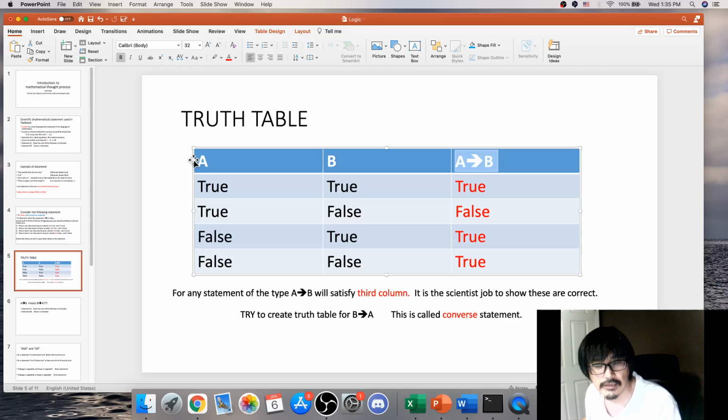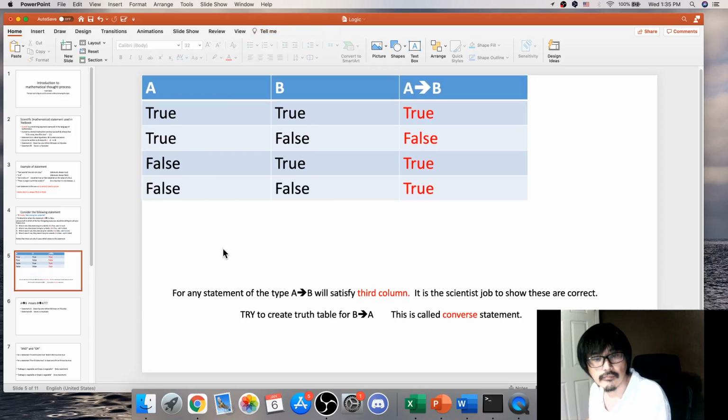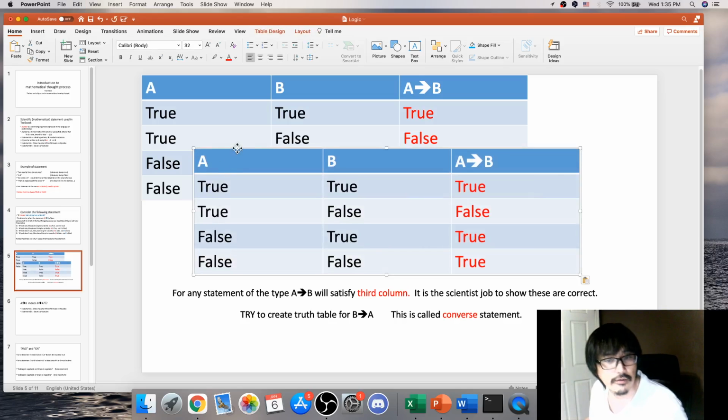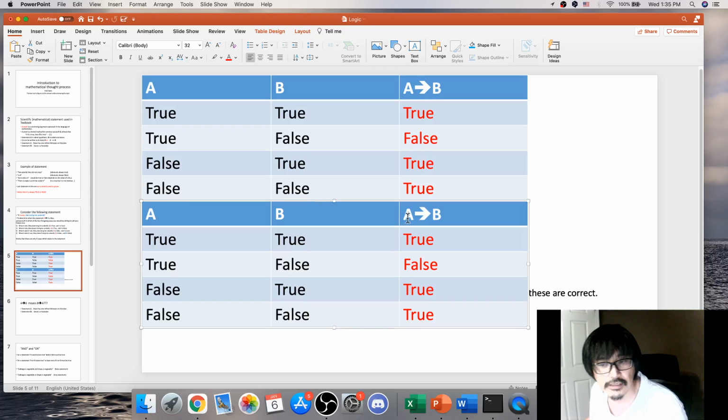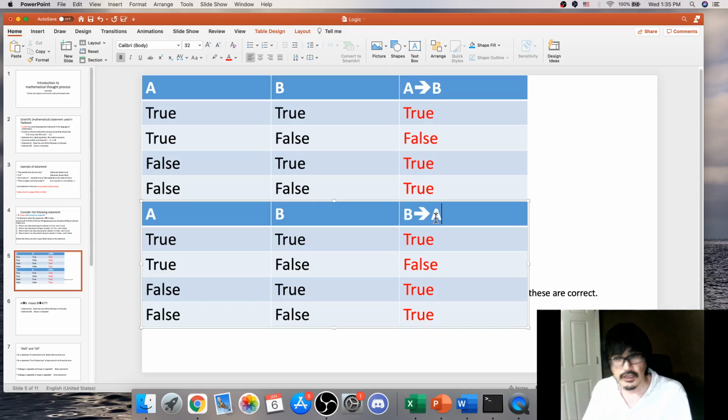So let's just think about the converse statement. Let's think about the converse statement. For this particular case, B implies A. So if B is true, then A has to be true, right? So for this particular case, B is true, A has to be true. So that's a true statement, right?